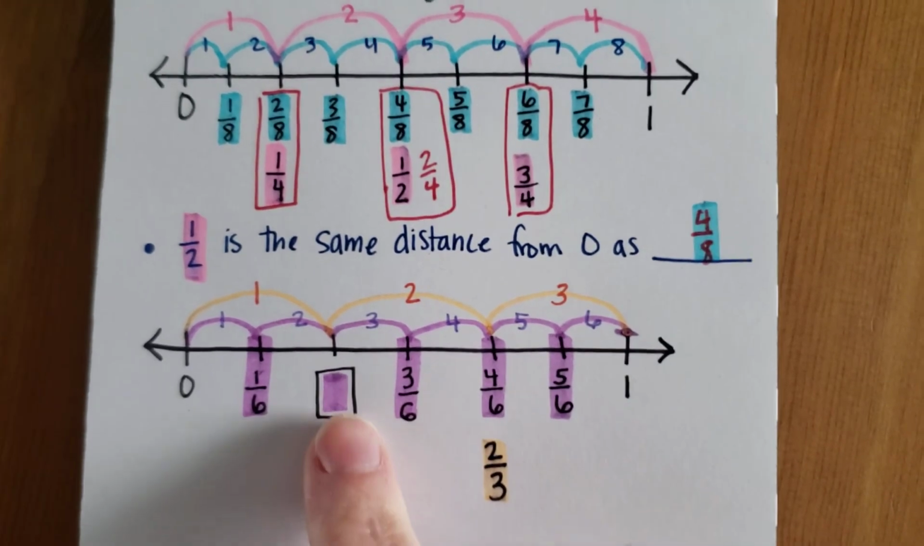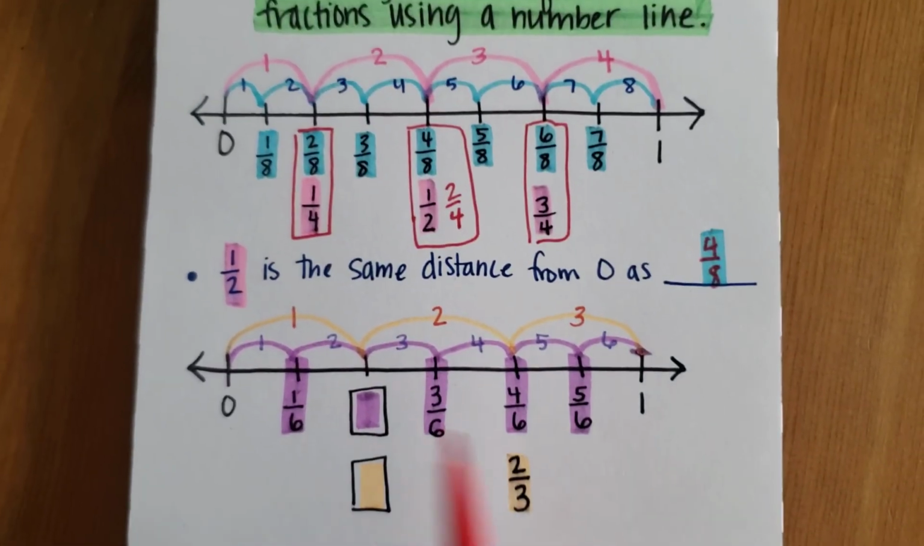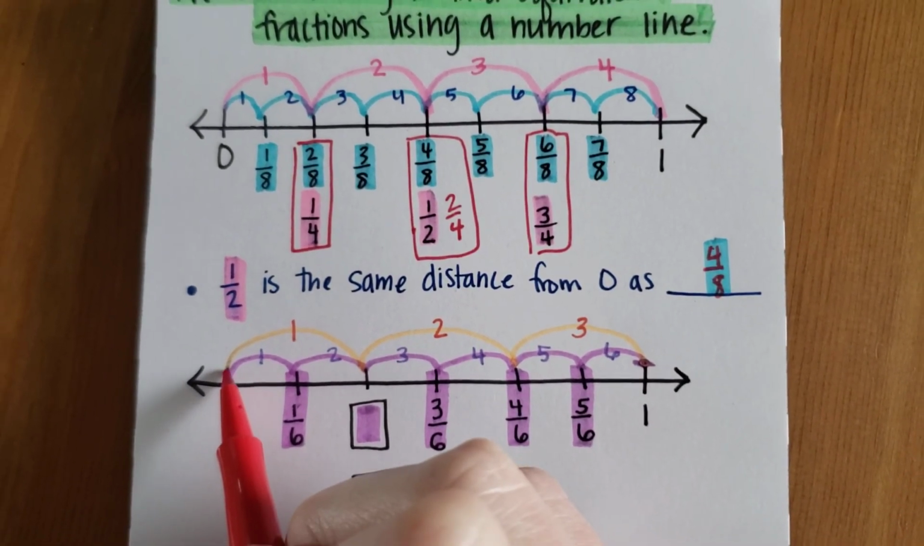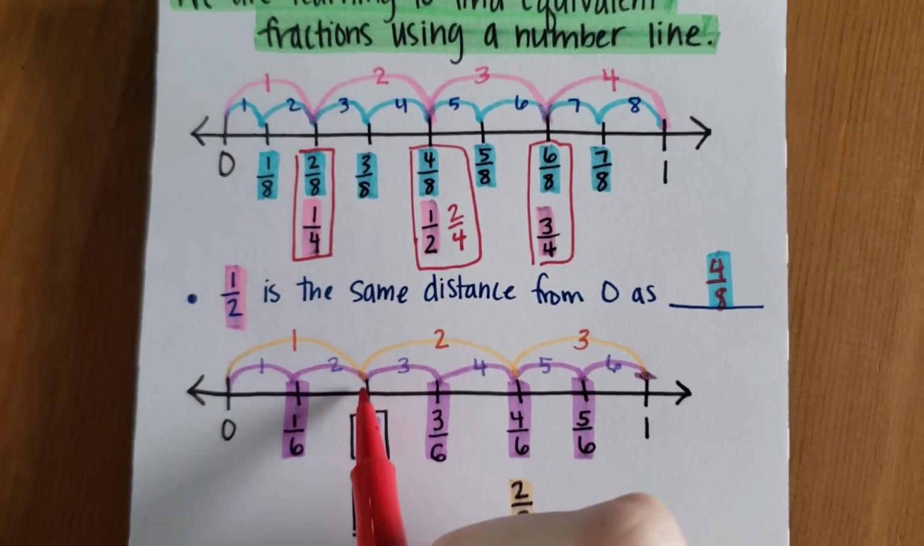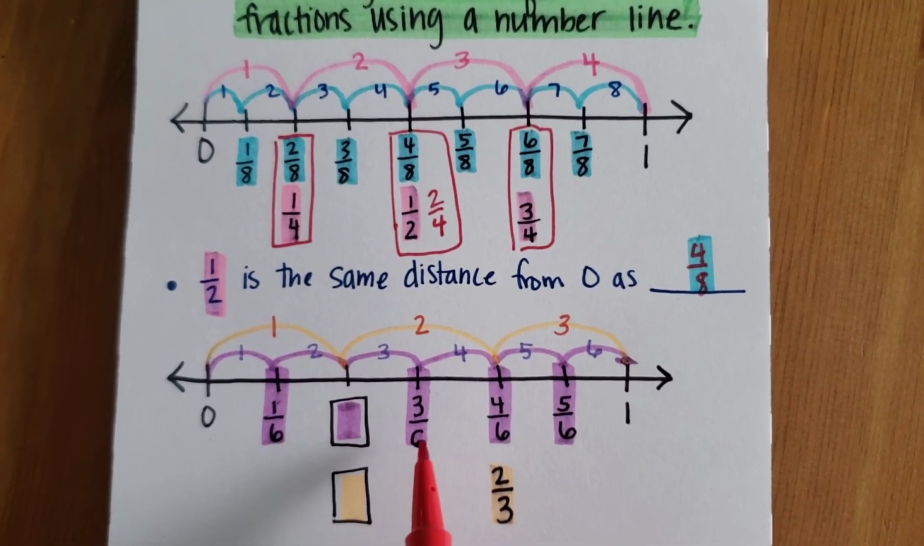On our next problem, we need to fill in these two blanks to find equivalent fractions. So the first way that we have done this is by 6. And I figured that out by counting over each jump. So 1, 2, 3, 4, 5, 6. So my bottom number is going to be 6.